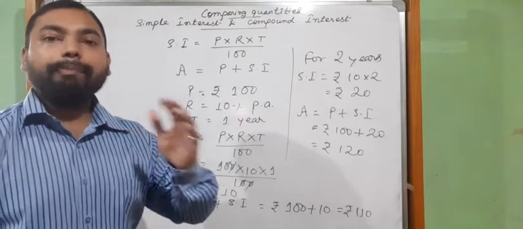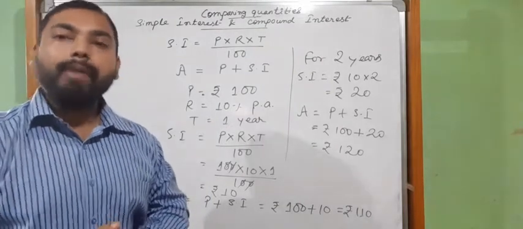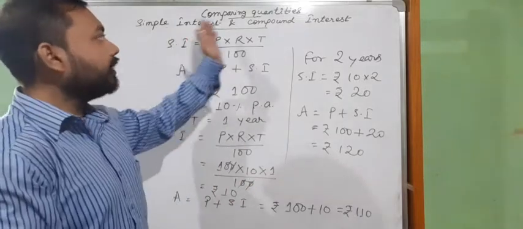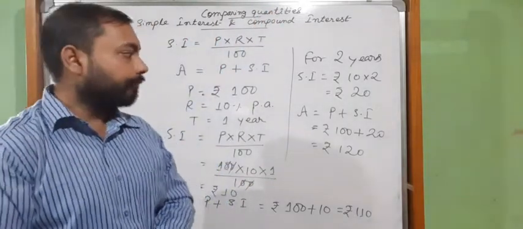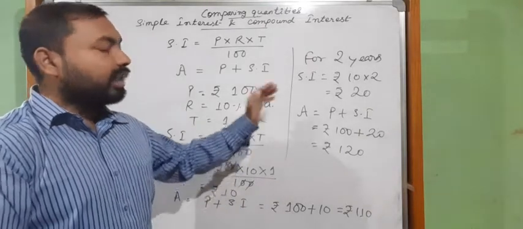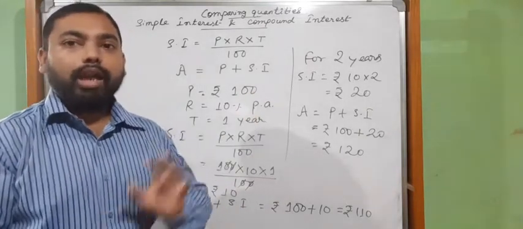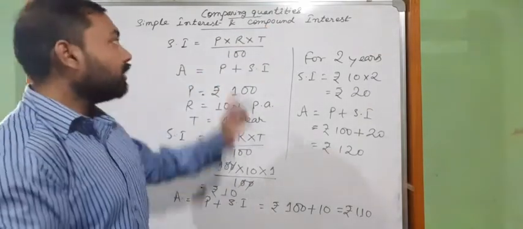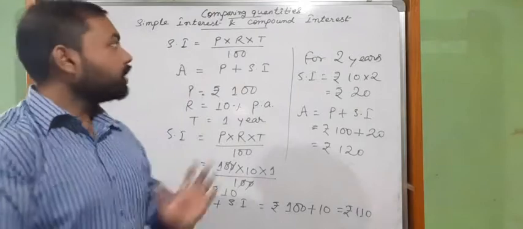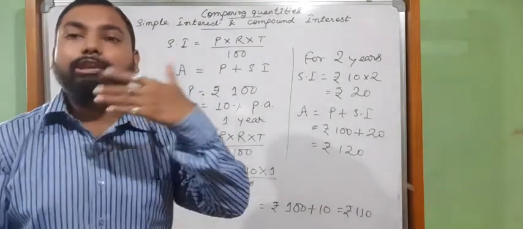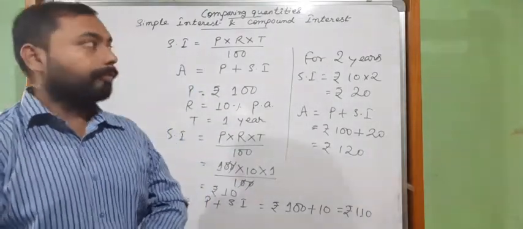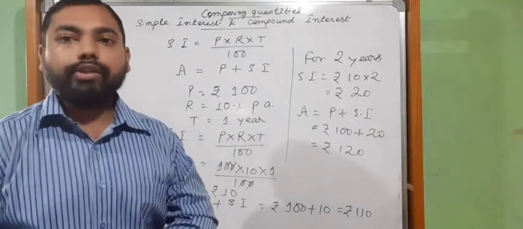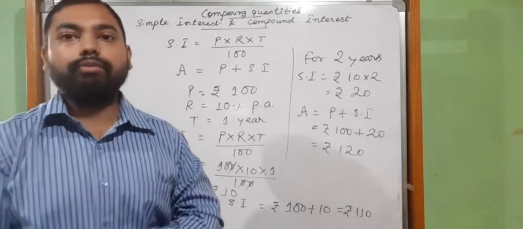That means the principal money changes in compound interest. So this is the basic difference between simple interest and compound interest. Let me take one example where I will be calculating the compound interest using the simple interest formula. So using the simple interest formula also you can calculate the compound interest, and we have another formula to calculate the compound interest. That one also I will discuss with you.